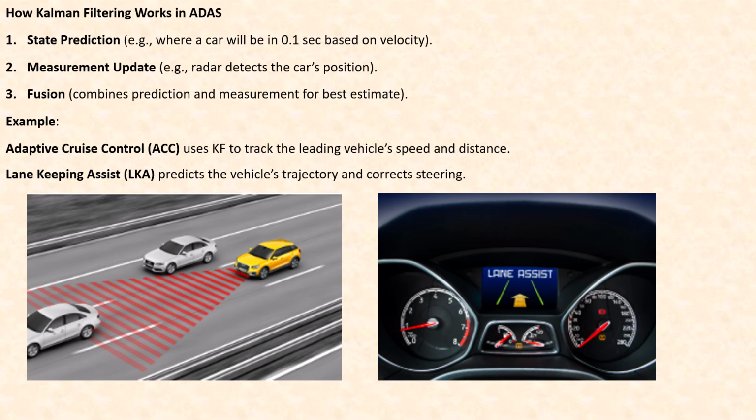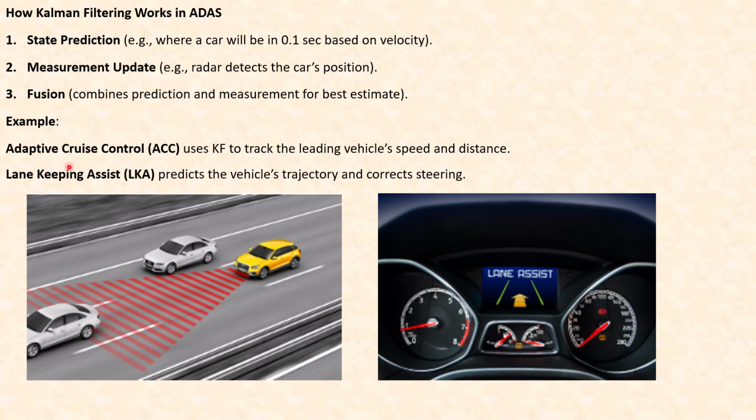Now, how does Kalman filtering work in ADAS? First is the state prediction, where the car is going to be in the next 0.1 second based on velocity. Understand this sentence carefully. Next comes the measurement update. Radar detects the car's position. Fusion combines prediction and measurement for the best estimate. Prediction and measurement are both important, and when both are fused, it gives the best estimate.